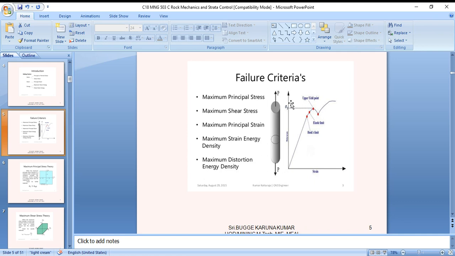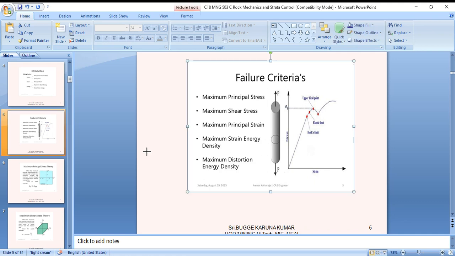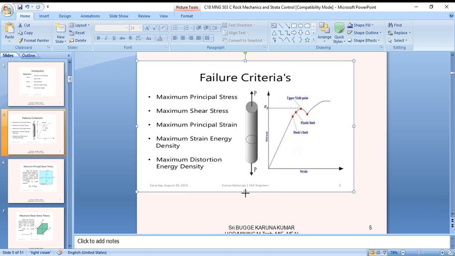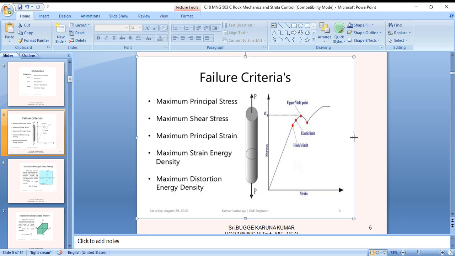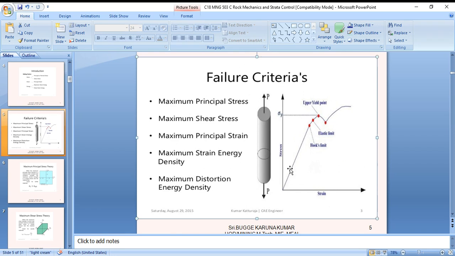An example of Hooke's principle is also given here. The failure criteria can be simplified by Hooke's formula as per the stress versus strain. There is a Hooke's limit, then an elasticity limit, then the upper yield point, and then this is the failure. This cannot be restored again. That is called sigma y, the ultimate upper yield point.